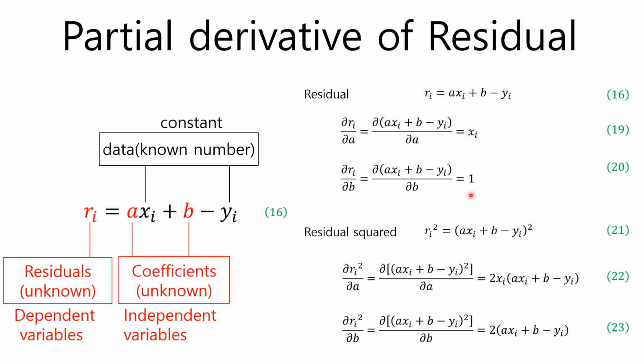By the same principle, if you calculate the partial derivative of the square of the residual expressed in equation 21 with respect to variable a, you can obtain the result of equation 22, and if you calculate the partial derivative with respect to variable b, you can obtain equation 23. Now that we know how to do partial differentiation, let's derive equations for curve fitting using the least squares regression when the system equation is the first order function.